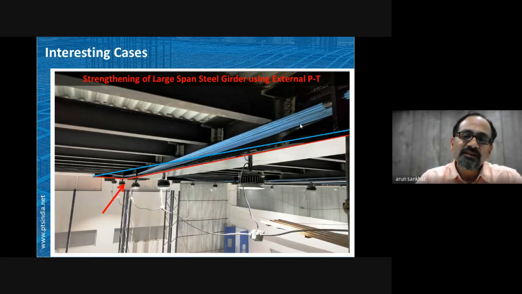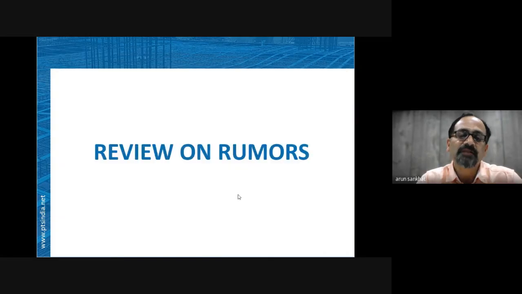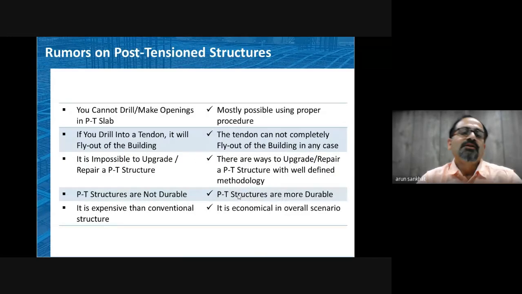So these are the external PT cables in a steel beam, a steel girder. You can see a low profile here, this is the mid span, this is one support, and this is another support. So this is how external PT is also possible. Unbonded is well flexible to achieve this kind of retrofitting. Now let's review all the kinds of rumors.